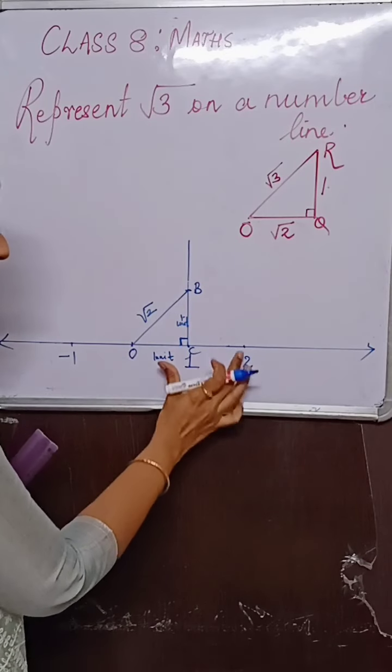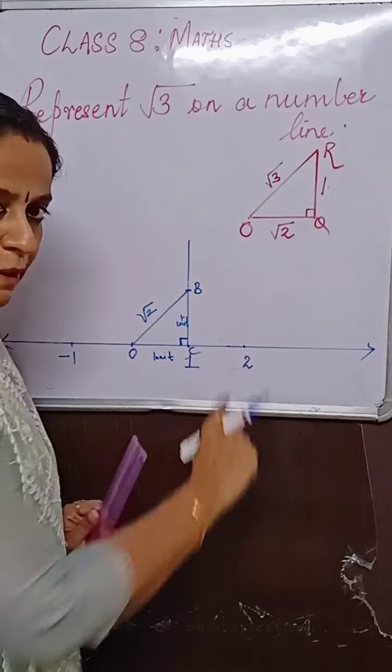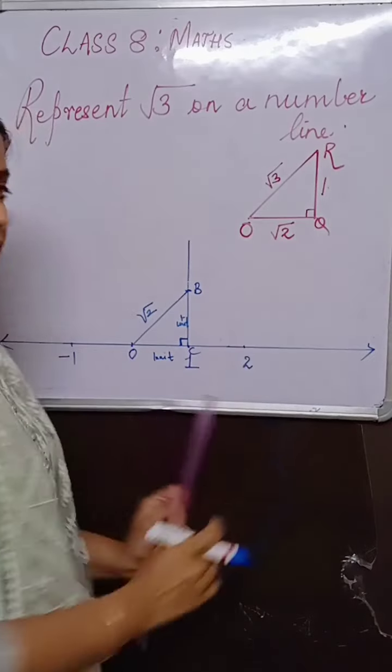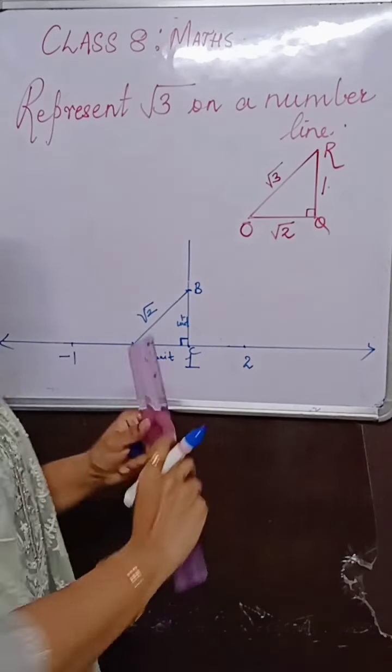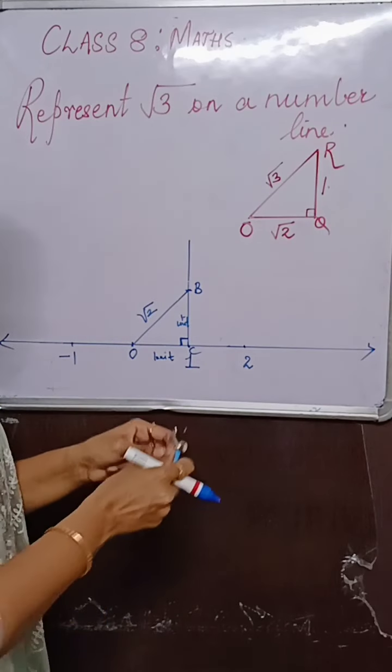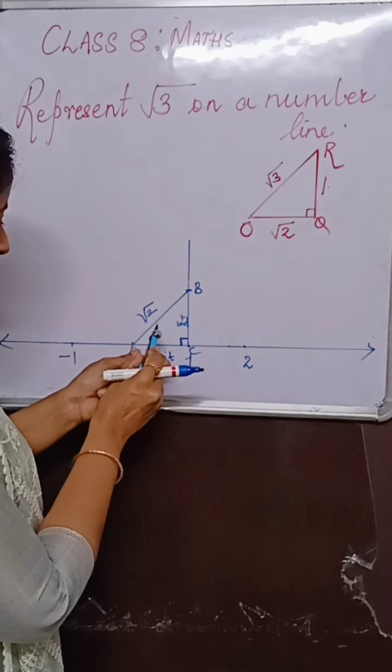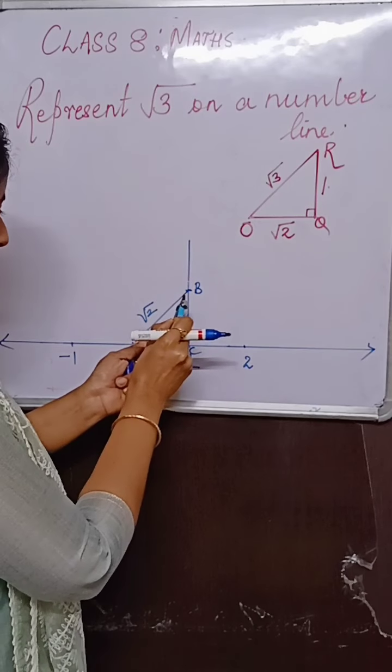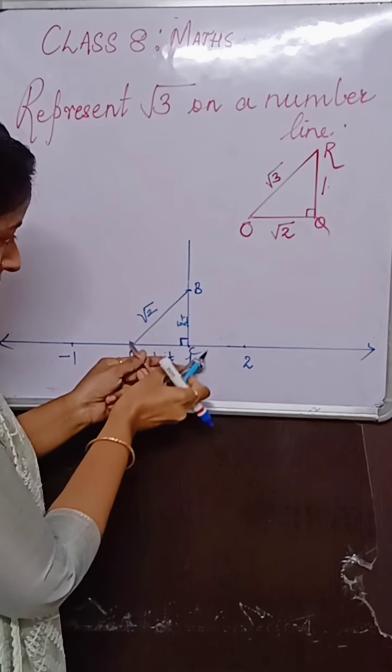Now this root 2 I'll show it on the number line so that we get the base as root 2. How much is this root 2? Take the compass, keep the steel point at 0, bring the compass point to B and draw an arc.